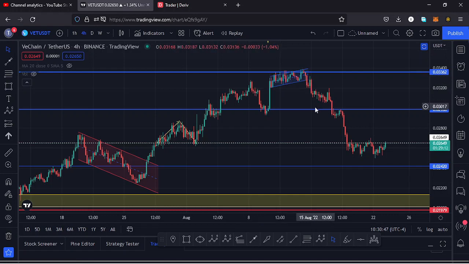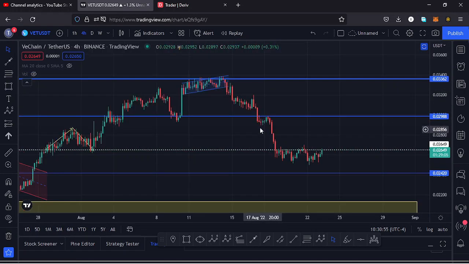We managed to break out of that channel to the lower side, and in that movement to the lower side we have also lost key areas of support at around the $0.029 mark, and after losing that key area of support we even saw a retest of that key area of support, and that movement has continued to unlock even lower prices.